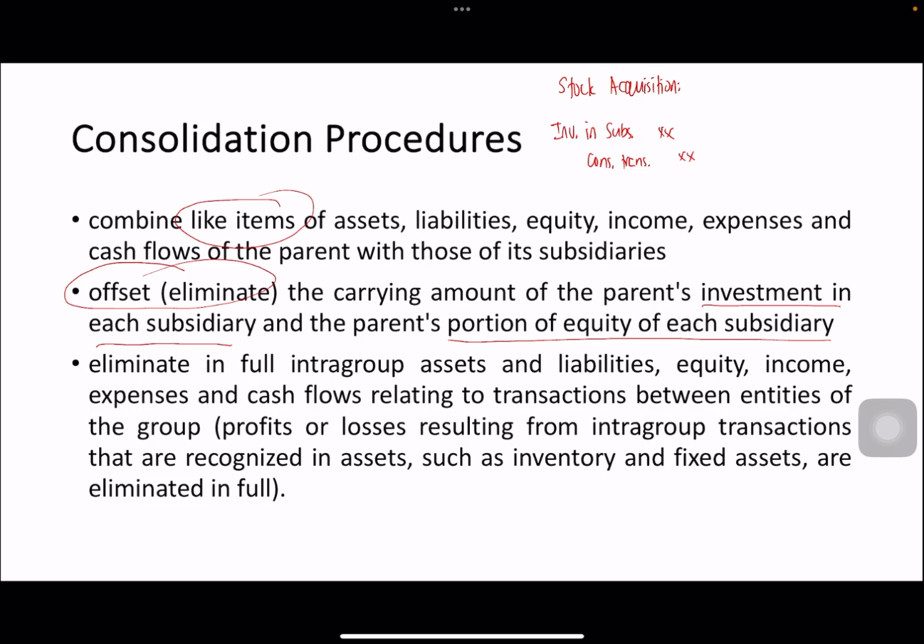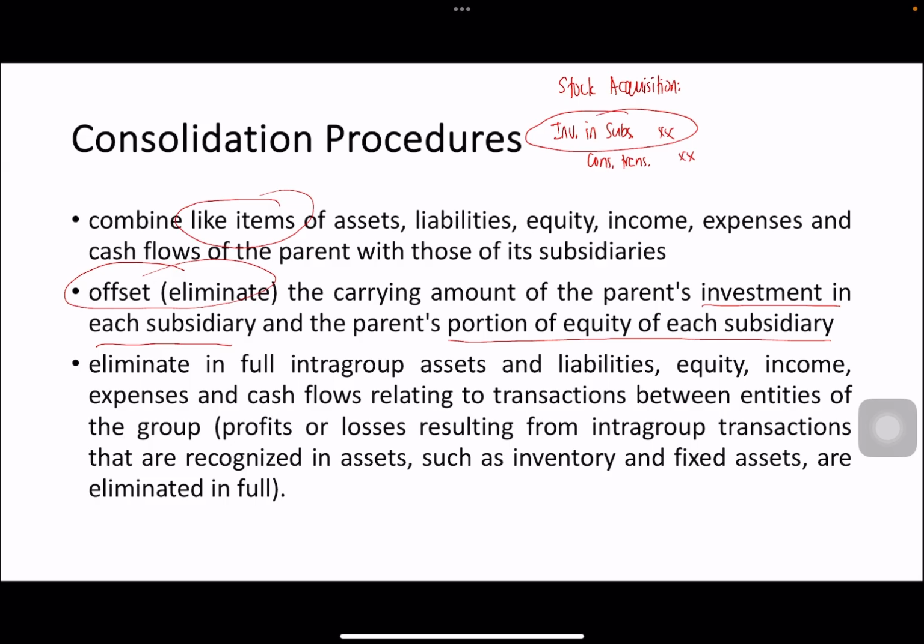In the separate financial statements of the parent, the investment in subsidiary account is included in total assets. If we do not eliminate investment in subsidiary, then we're basically double counting the subsidiary. Hence, the investment account needs to be eliminated. Similarly, the parent's portion of equity of each subsidiary should also be eliminated. This is in relation to the recognition of goodwill or gain on bargain purchase.